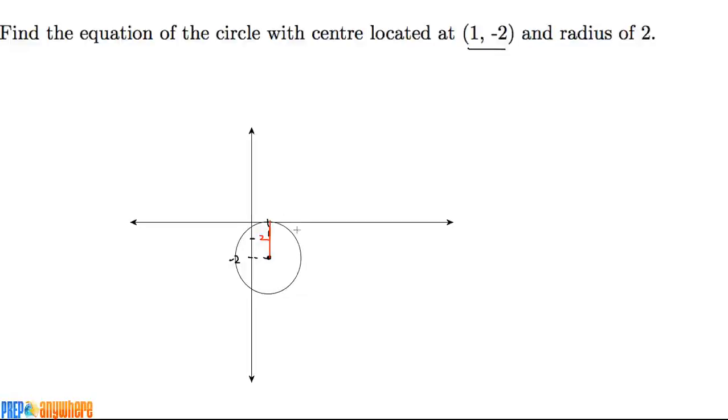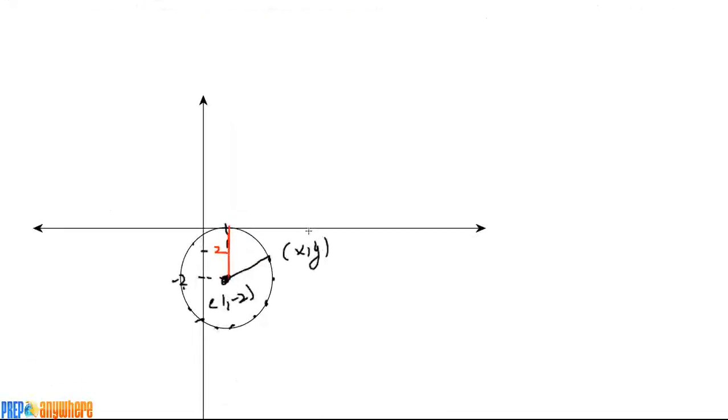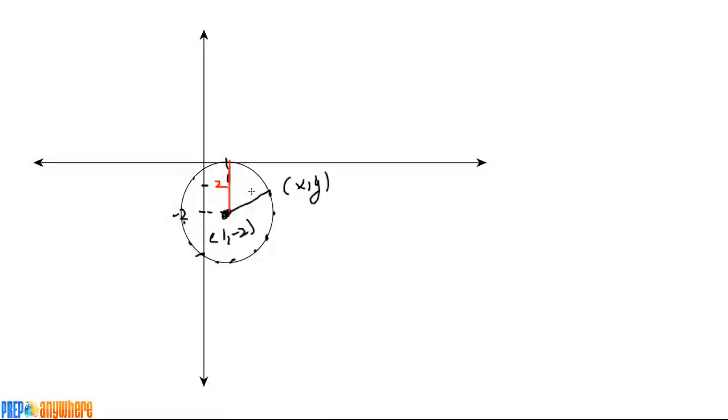Okay. So I want to know what kind of constant relationship these points have between the x coordinate and the y coordinate. Well, visually, because it's a circle, we know this. Any point on here, let's call it xy, the distance to not the origin this time, to this center, which is 1, -2, must be always 2. Make sense?